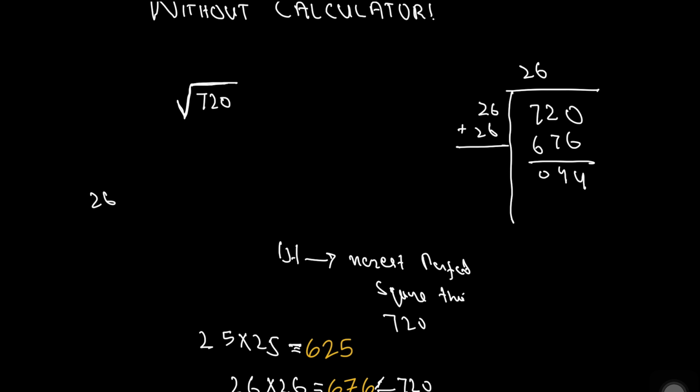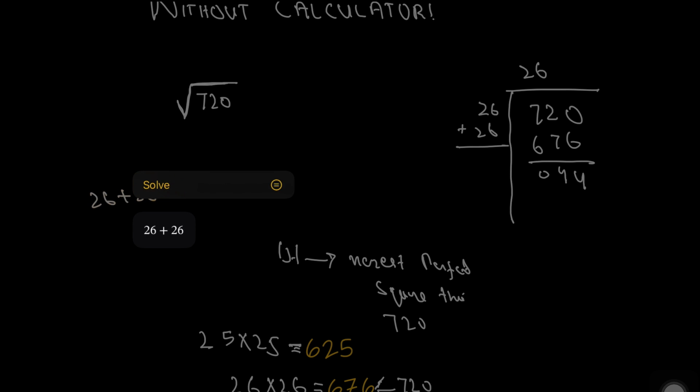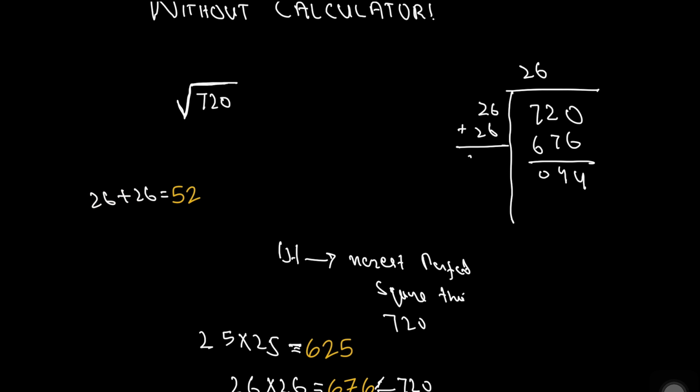Our third step is adding 26 plus 26. 26 plus 26 is equal to 52. Here we write the 52, and now we check this 52 in the divisor, and 44 is the remainder. So 44 is less than this, so here we write the 0, and here we take the decimal point.